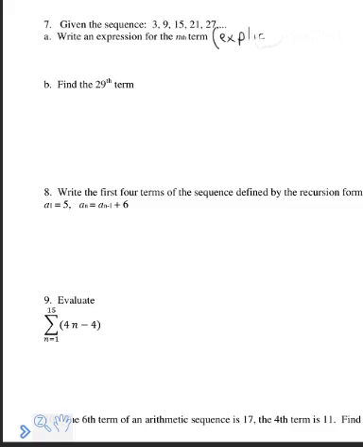find the explicit formula. So first we need to figure out what kind of sequence this is. If you look at the terms 3, 9, 15, 21, 27, we're adding 6 every time. Since you're adding the same number, this is an arithmetic sequence.